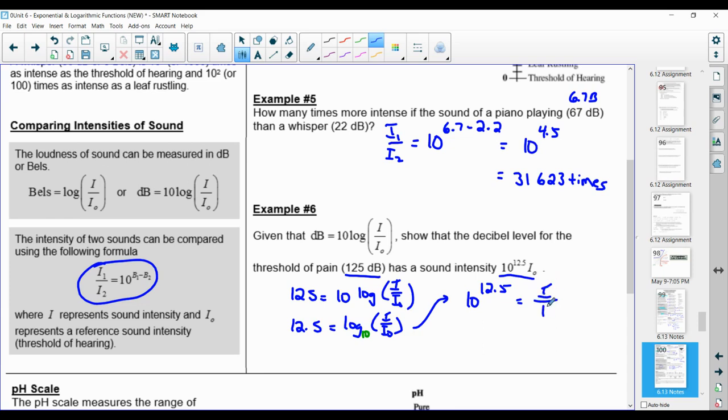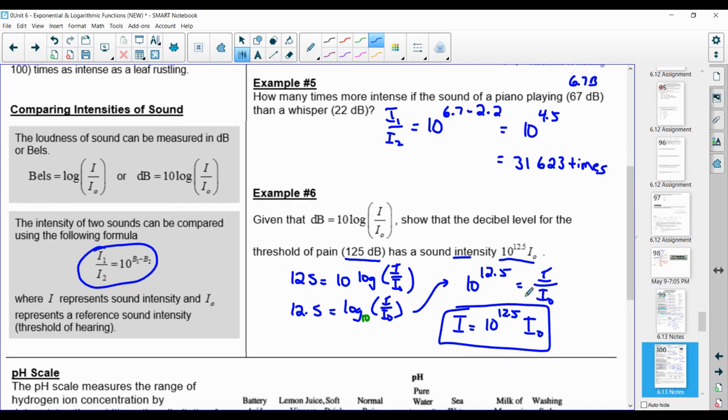We're being asked to solve for intensity, so we're going to rearrange the equation, set it equal to I. I is going to equal 10 to the 12.5 times I0. Now this could also be done using a left side, right side chart. Today I just chose to plug in the values and reduce until we got to the final answer.